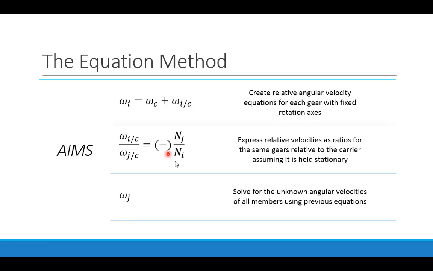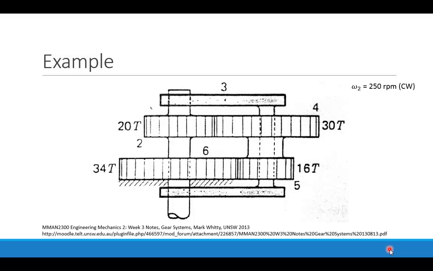Lastly, to finish off the solution, we use the necessary expressions to then solve for the unknown velocity. Let's take a look at an example. This example is taken from the Engineering Mechanics 2 lecture notes.